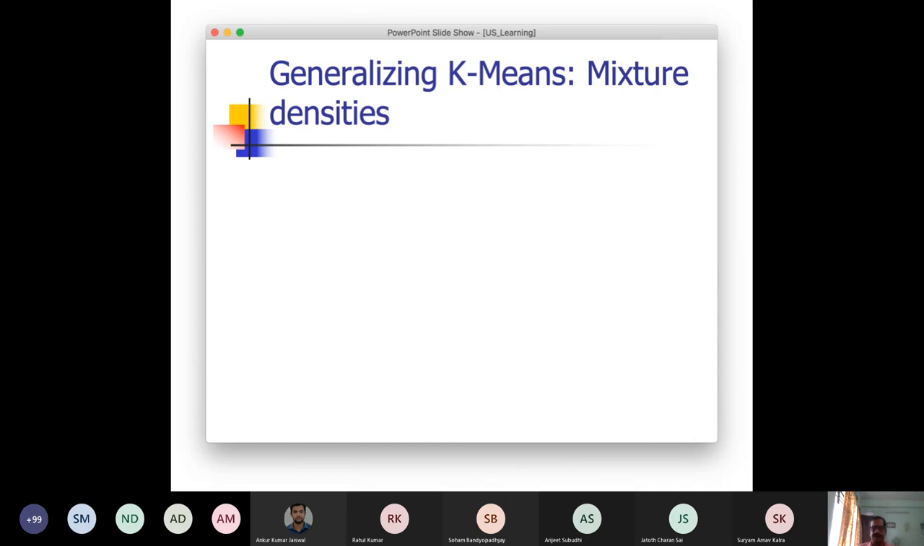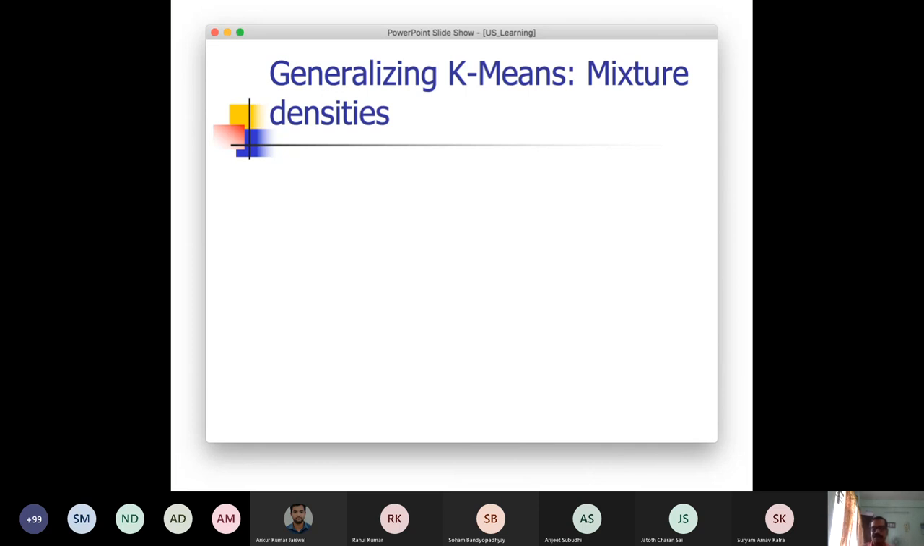Now we will be discussing another approach, which is a kind of generalization of the k-means approach. As you can see, in k-means the belongingness of a data point to a cluster is a very hard decision. That means it belongs to exactly one of those clusters. Instead, if we have a probabilistic description, every element has a certain probability of belonging to one of these k clusters.